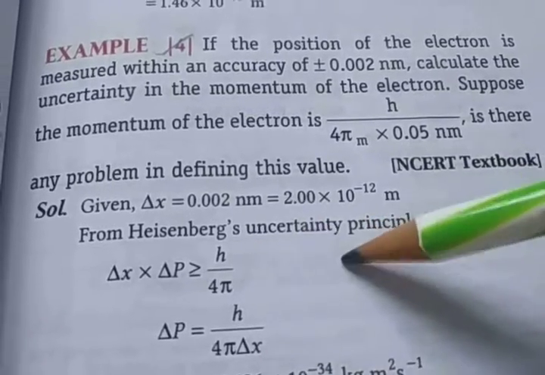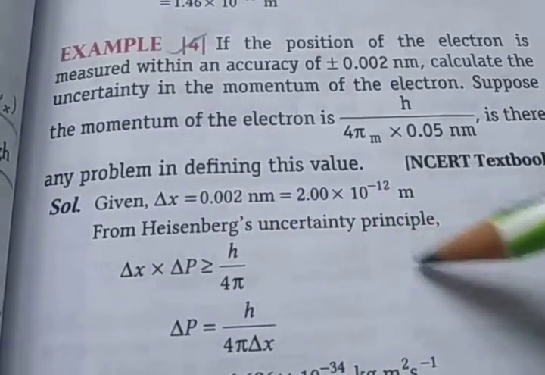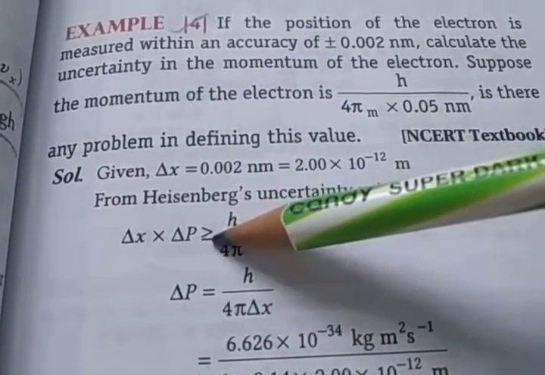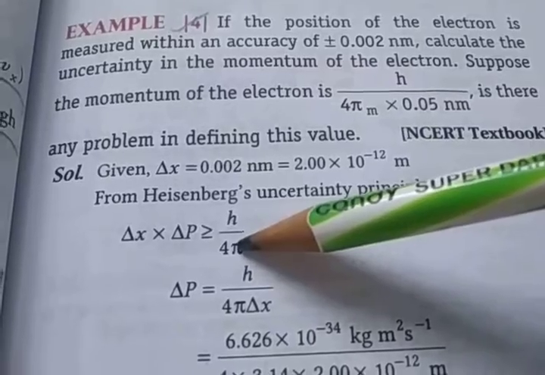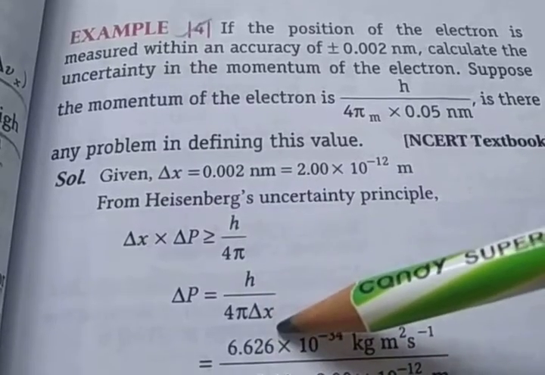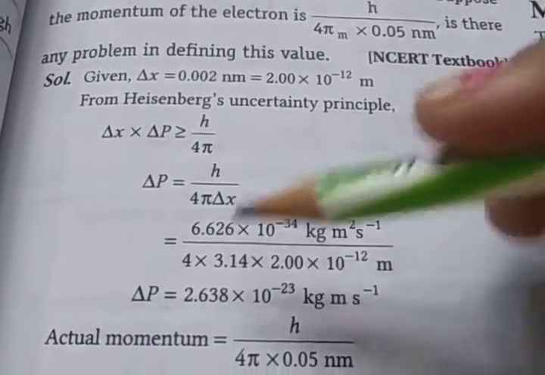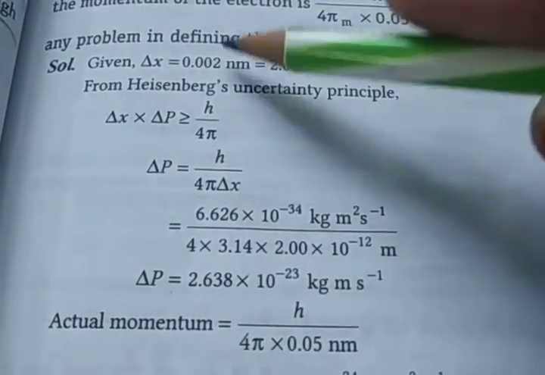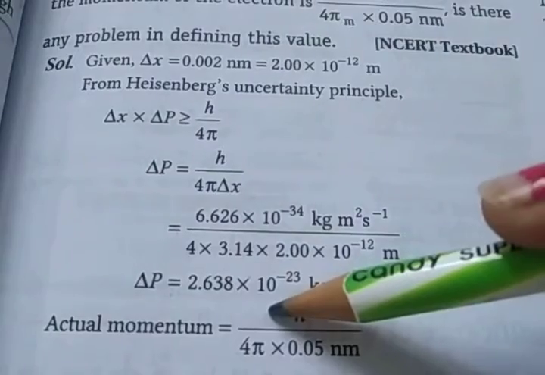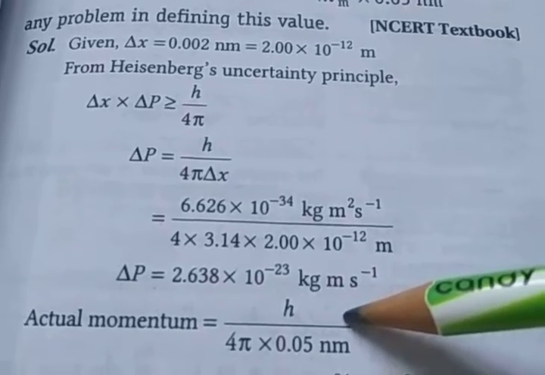Then according to Heisenberg, because uncertainty terms are used, which principle is that? The Heisenberg uncertainty principle. According to the principle, the formula is Δx · Δp ≥ h/4π. Here we have to find Δp, so Δp = h/4πΔx. Clear? So h is the Planck constant, 4 into π 3.14, and the Δx value is 2.00 × 10^-10. So calculate. The Δp value comes to 2.638 × 10^-23 kg m s⁻¹.